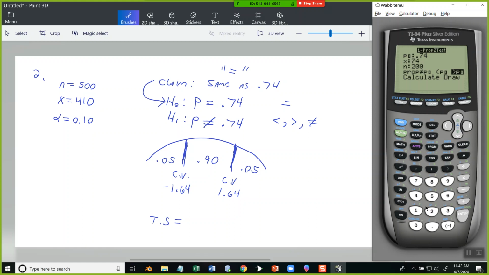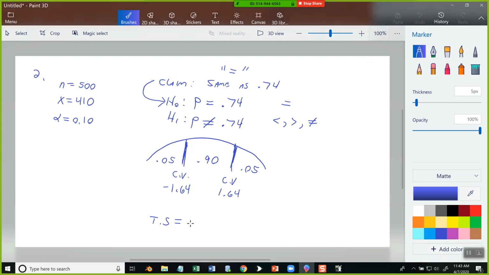X is 410. N is 500. The symbol off of H1 is a not equal to. So I put my flashing cursor on not equal and press enter. Then I go down to Calculate and press enter. Now the z equals is your test statistic. So my z equals 4.08, rounded to 2 decimal places, would be our test statistic.